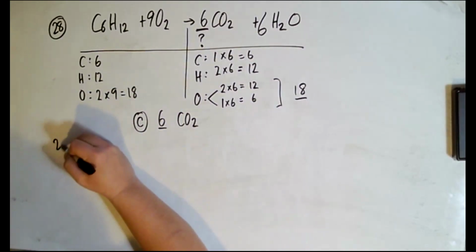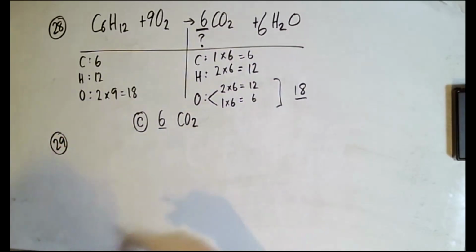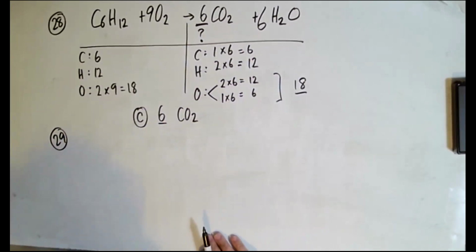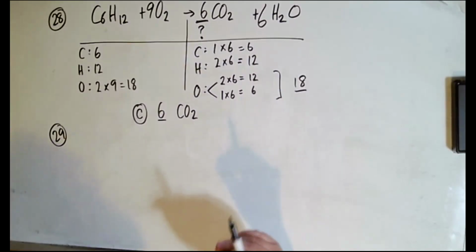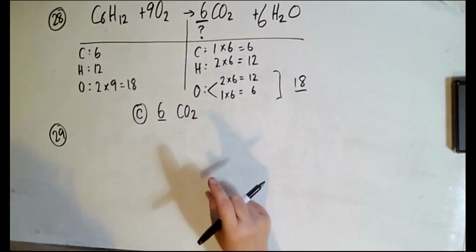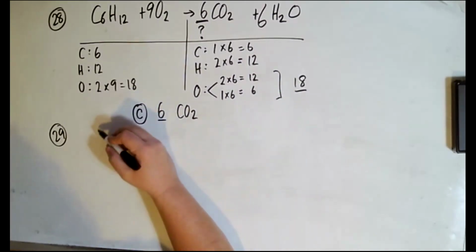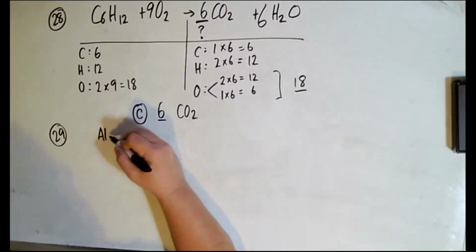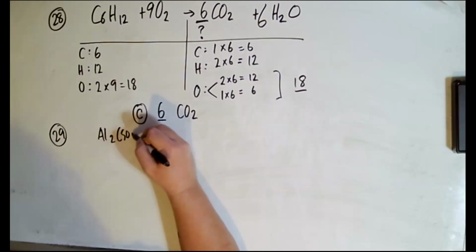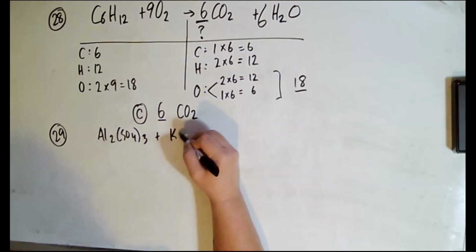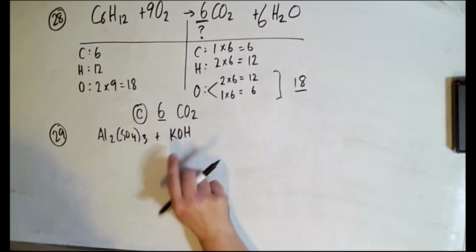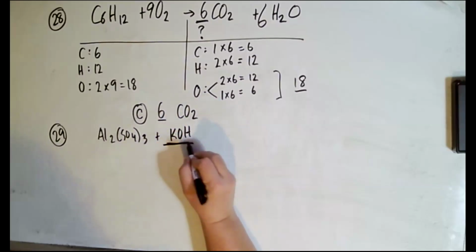The question or the equation for number 29, they're asking us a similar type question. They're giving us a reaction and they're asking us specifically for the coefficient that belongs in front of the potassium hydroxide. So the equation that they give us looks like this. This is our potassium hydroxide, so we'll underline it.